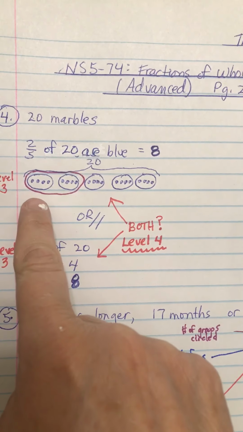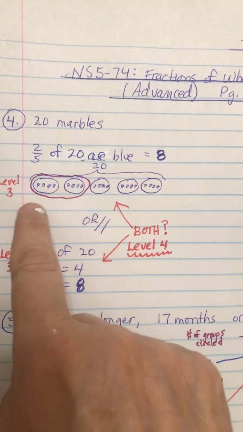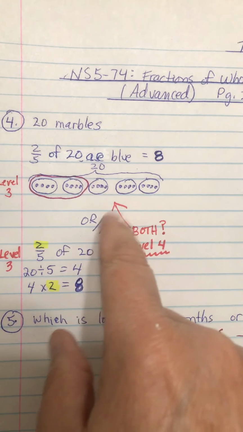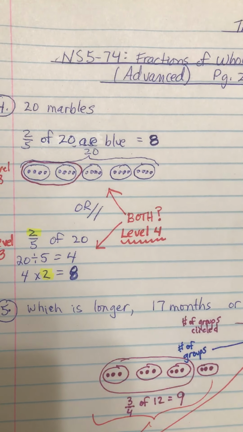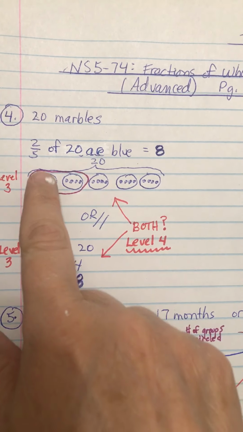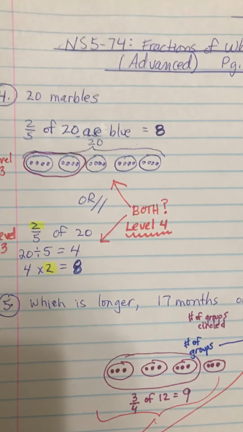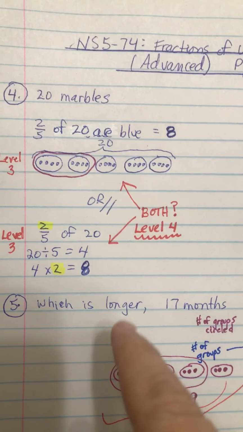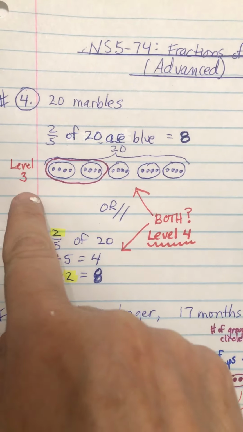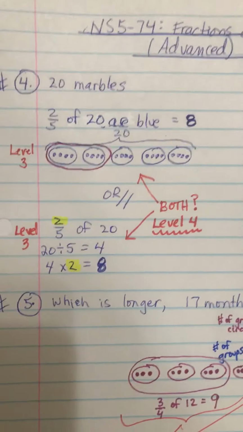The first method is the groups with the dots. Before in one of the questions they were cookies, now they are marbles. And I can figure out that 2/3 of 20, which are blue, would be 8 altogether. If I showed the answer with this diagram, it would be a level 3.